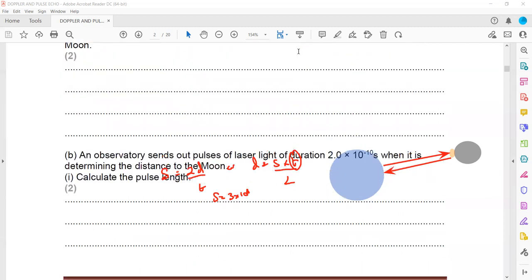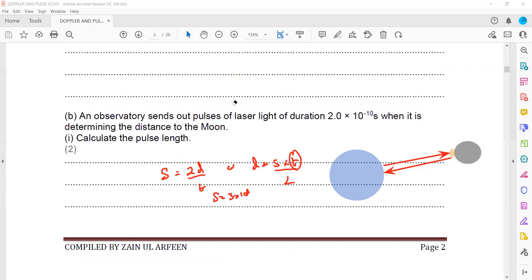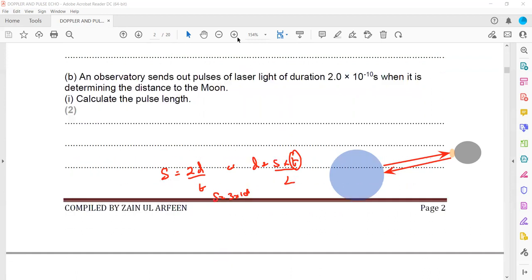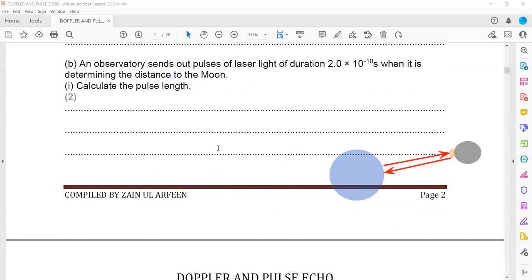The next part: an observatory sends out a pulse of light of duration 2 × 10^-10 seconds, when it is used to determine the distance to the moon. Calculate the pulse length. So we have to calculate what the length of the pulse is. The length of the pulse is basically the distance traveled by the pulse in that time. We can get the length of this pulse.